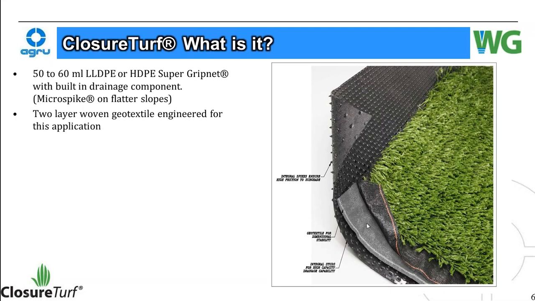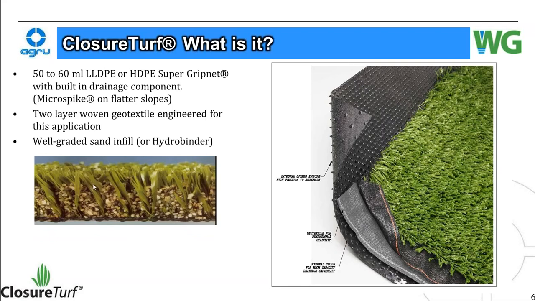There's a two-layer woven geotextile that's been engineered for this application. There's two layers in here for dimensional stability. And there's a well-graded sand infill, or hydro binder for HydroTurf, that goes into the synthetic grass or high-density polyethylene yarn that you see here and here.